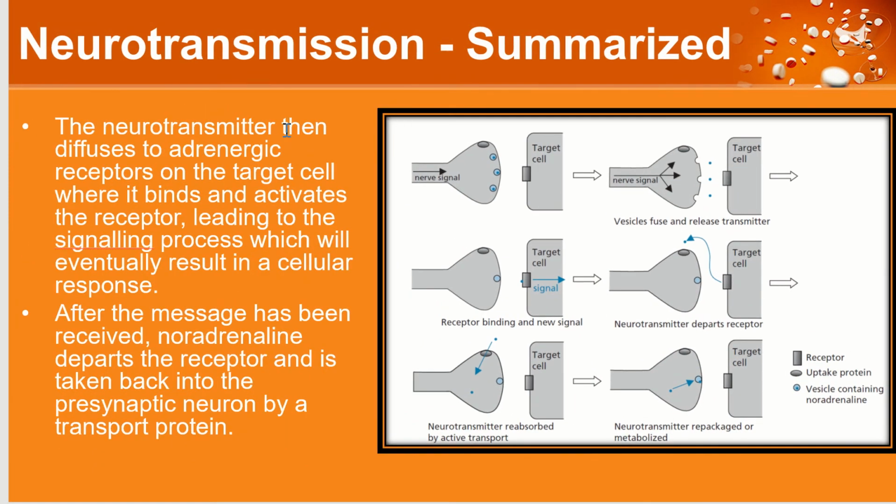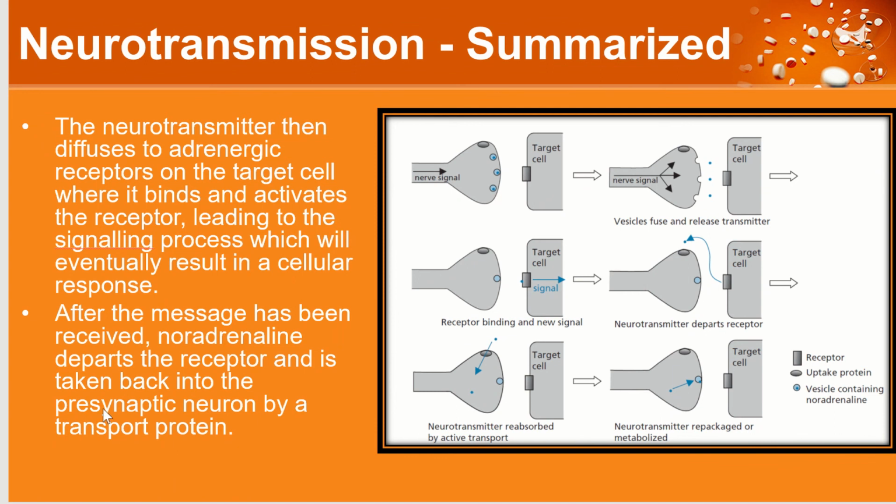So the neurotransmitter then diffuses to adrenergic receptors on the target cell, where it binds and activates the receptor, leading to the signaling process, which will eventually result in a cellular response. So it binds to the receptor, creating a new signal. And then the neurotransmitter departs the receptor. After the message has been received, noradrenaline departs.